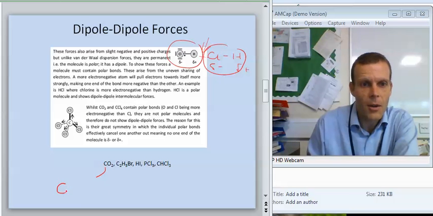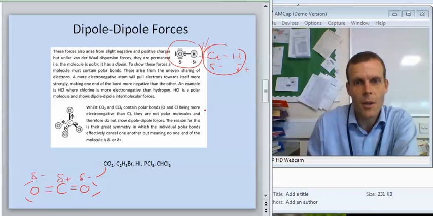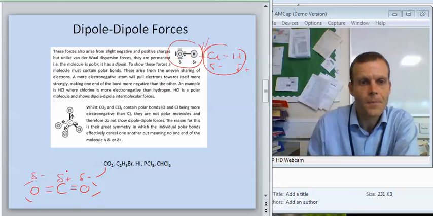Likewise, carbon dioxide is also too symmetrical. If we draw out its Lewis structure, it looks like that. Oxygen's more electronegative, so yes, we've got a polar bond, but we've also got a very symmetrical molecule, and so that isn't going to be able to do this kind of thing that we saw up here. So that's a gas at room temperature.